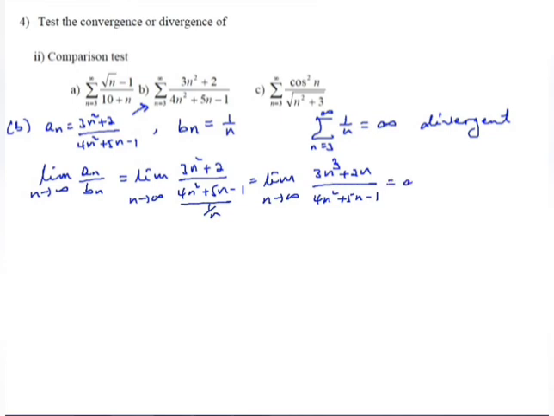This is infinite. So we can say that the infinite series (3n square plus 2) over (4n square plus 5n minus 1) diverges.